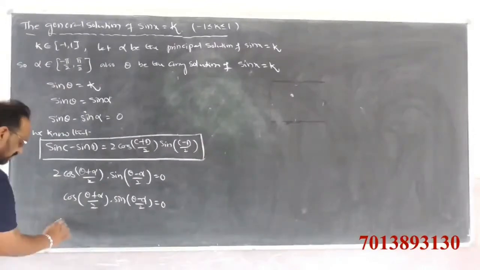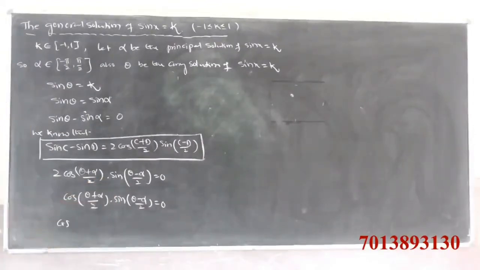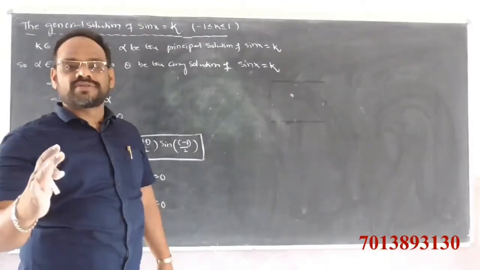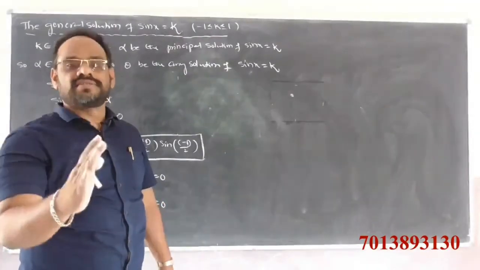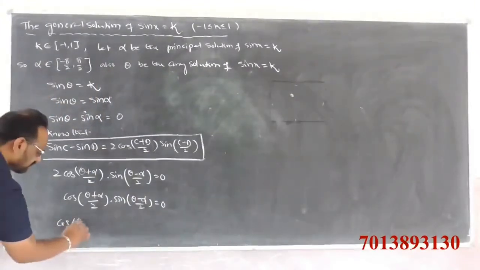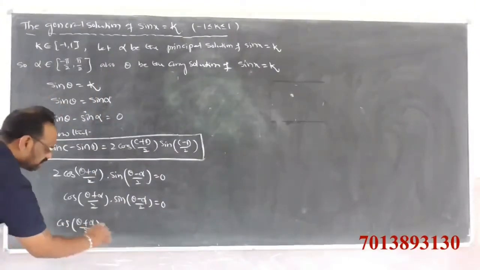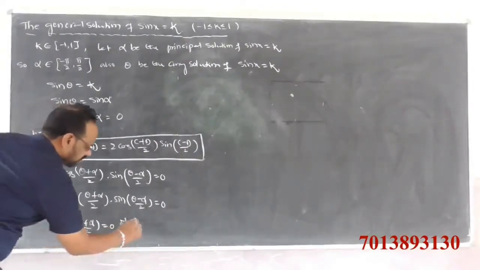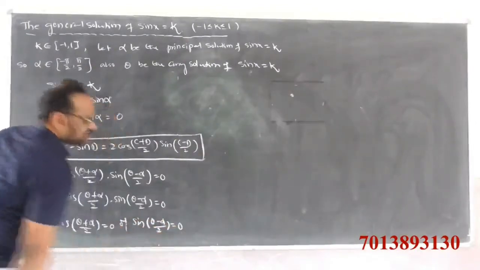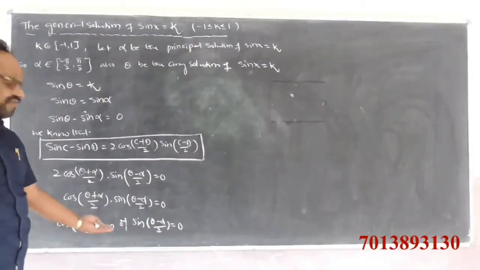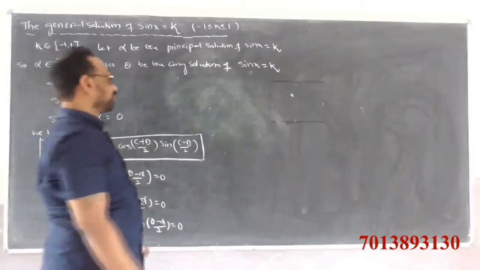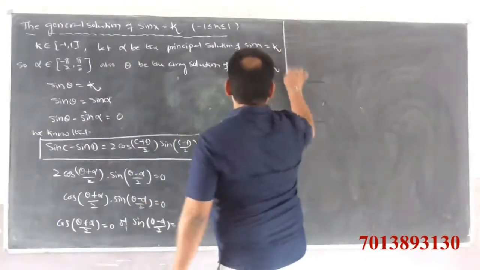That means a into b is equal to 0. We know the zero rule: if a into b is equal to 0, either a is equal to 0 or b is equal to 0. That means cos of theta plus alpha by 2 is equal to 0 or sin of theta minus alpha by 2 is equal to 0. So, observe here.